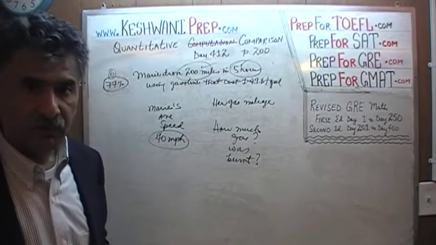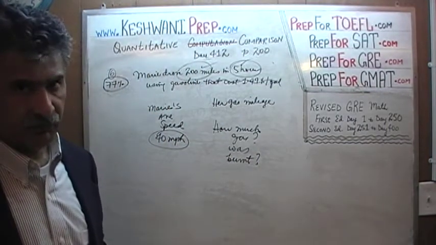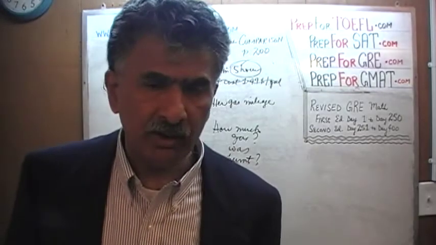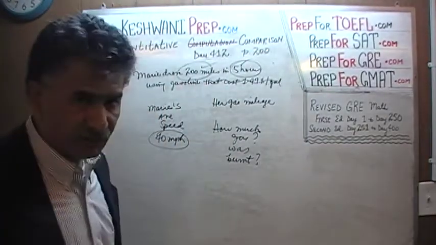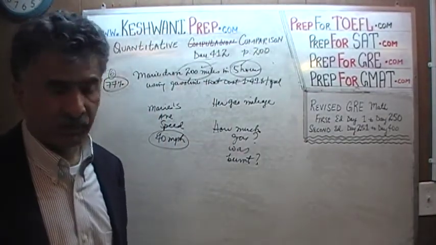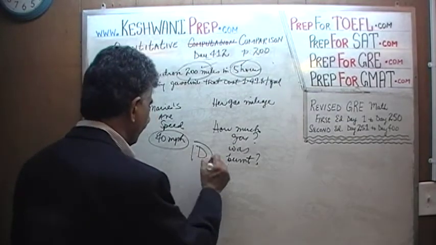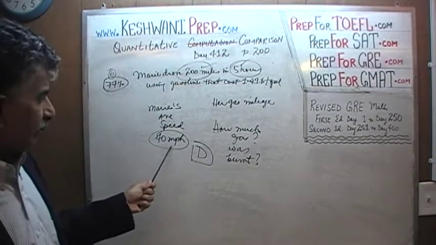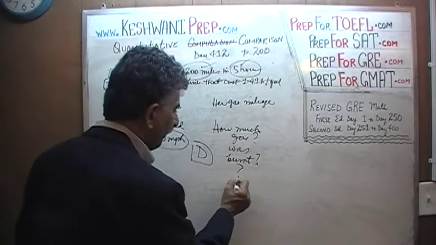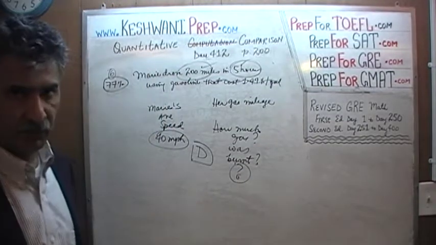This information that they give you is superfluous. It's gratuitous. It's unneeded. It's unwanted. It's unrequired. It plays no part. We need to know how much gas was burned. They don't tell us how much gas was burned. The answer is not B. We know this quantity, but we're comparing this quantity versus a black box. How can we compare this versus unknown? The answer is D.